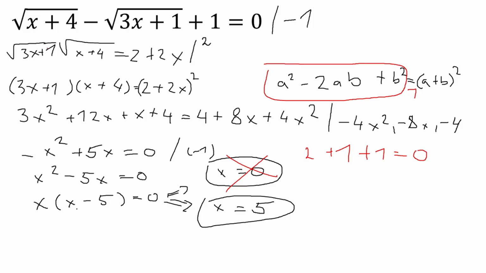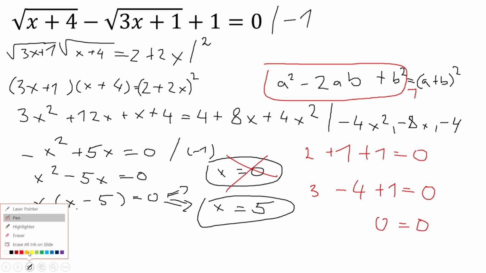Let's try 5. So that'll be 5 plus 4, that's 9, and the square root of 9 is 3. Minus, that's 15, that's 16, minus 4 plus 1 is equal to 0. So that's 3 minus 4, which is negative 1, and negative 1 plus 1 is equal to 0. So the left side is equal to the right side. So the only solution to this equation will be 5.